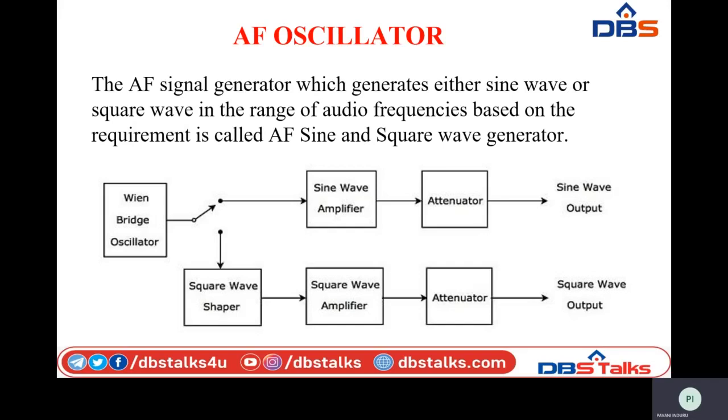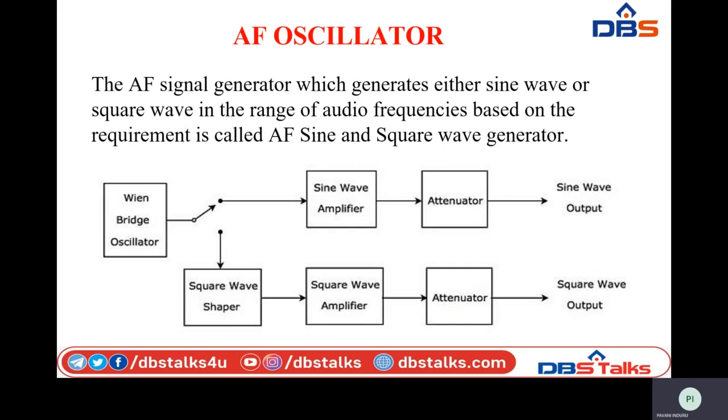If you look at the diagram, here we have a Wien-Bridge oscillator, and then a sine wave amplifier, attenuator, and then a square wave shaper, square wave amplifier, and along with it, its attenuator. Since a signal generator is nothing but an oscillator, we can generate a signal at a particular frequency, known as the resonant frequency. That is why the main block in the AF oscillator is the Wien-Bridge oscillator.